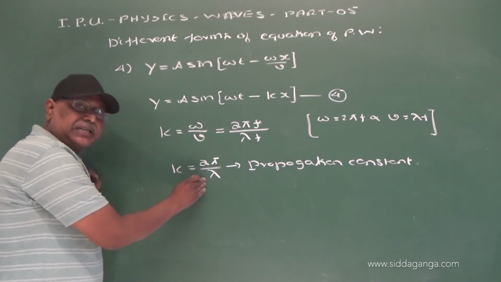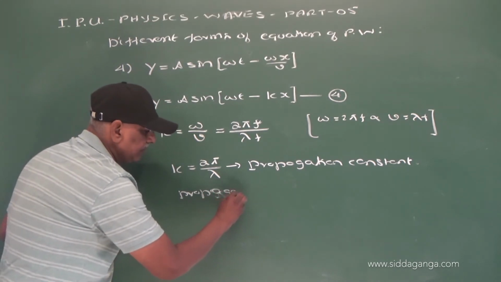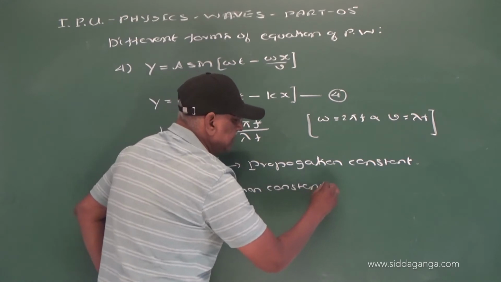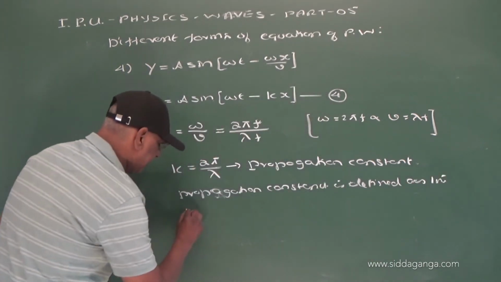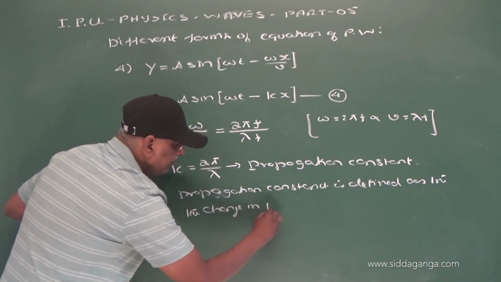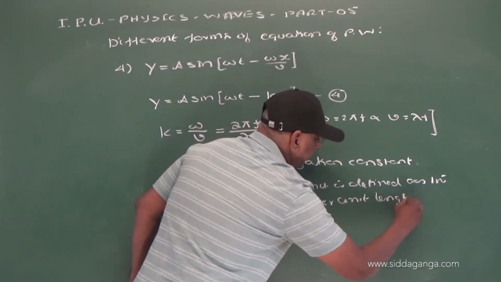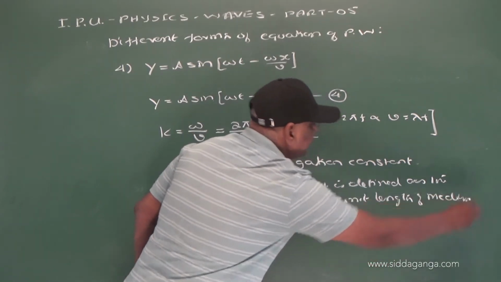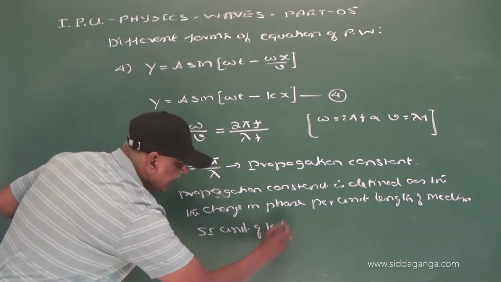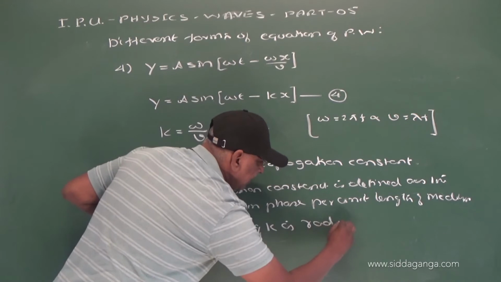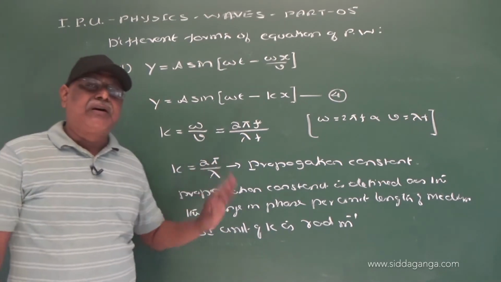When this distance λ is taken to be 1 meter, then the propagation constant is defined as the change in phase per unit length of medium. So the SI unit of k is radian per meter, because 2π represents the angle or phase and λ is measured in meters.